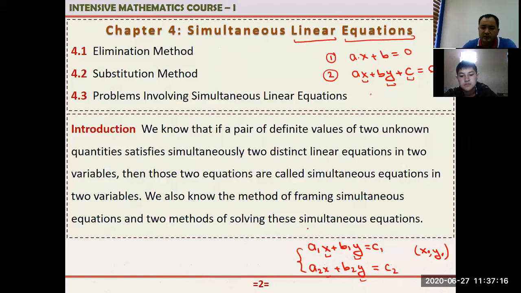So actually here, what methods should we use to solve these equations? Here we have three methods. The first one is elimination method, second one is substitution method, and third one is actually graphical method. I didn't write here because I'm going to show this separately. Third method is graphical method. Yani uni grafikal chizib yechish. And in the last part, problems involving simultaneous linear equations. So now we will talk about these two methods. Okay?